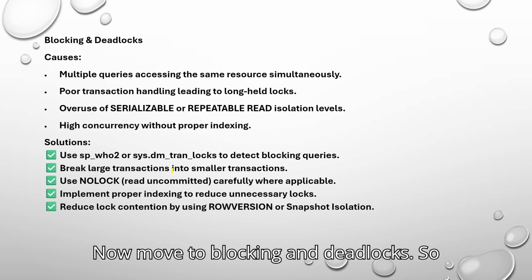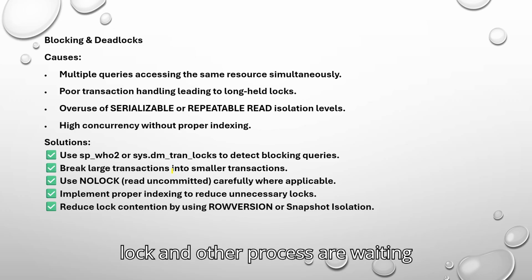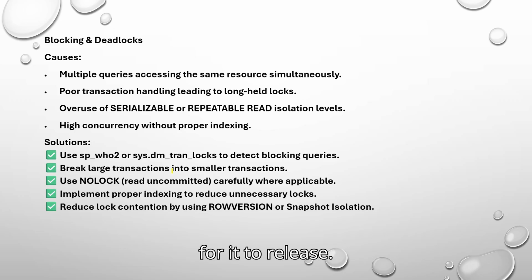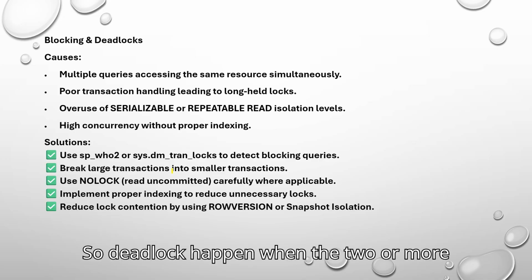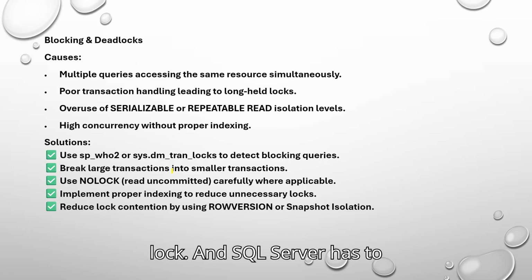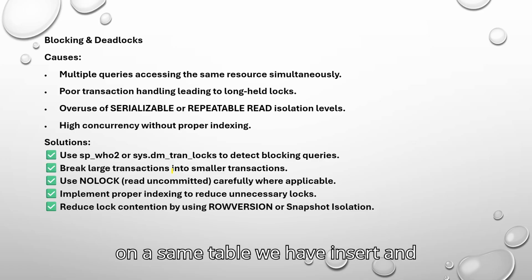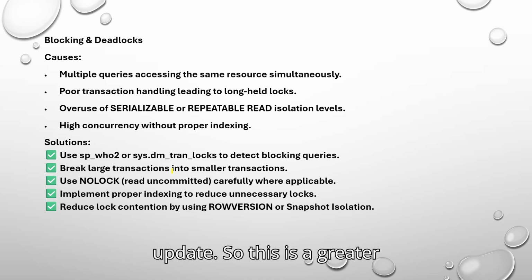Now let's move to blocking and deadlocks. Blocking occurs when one process holds a lock and other processes are waiting for it to release. A deadlock happens when two or more sessions wait on each other to release the lock, and SQL Server has to choose a victim and roll back one transaction. So for example, at the same time on the same table, we have an insert and an update. So this is a great blocking situation for us.